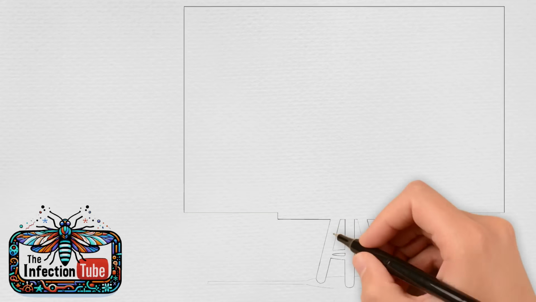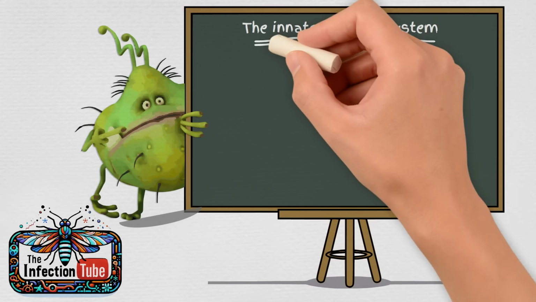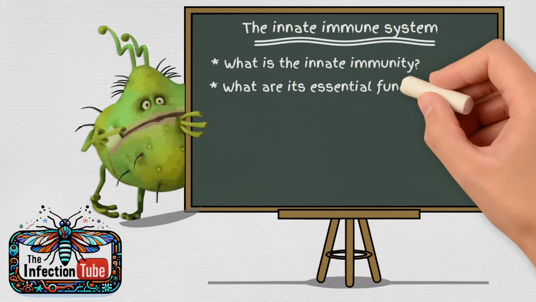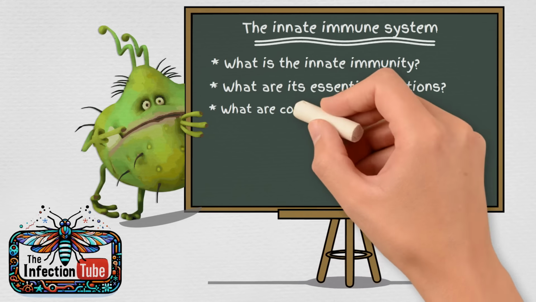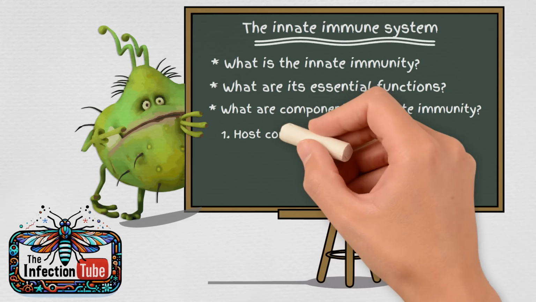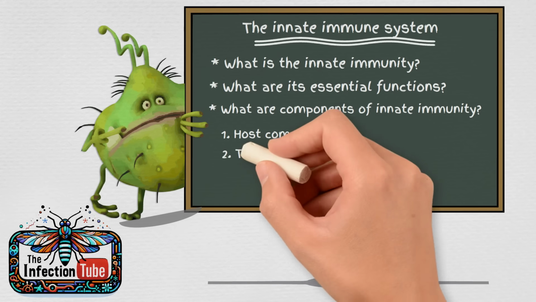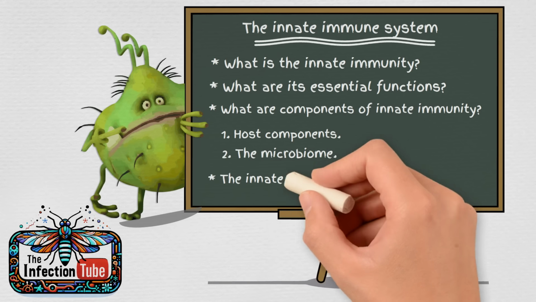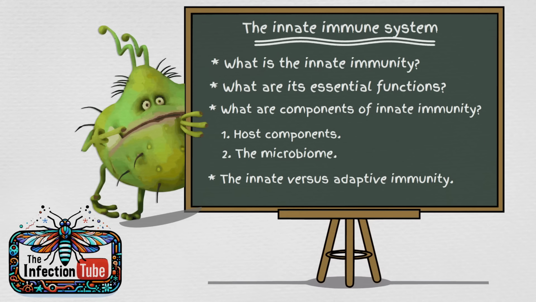Today we will dive into the innate immune system. By the end of our video, we will all know about what is meant by innate immunity. What are its essential functions? What are the components of innate immunity, which include 1. Host components. 2. The microbiome. And finally, we will speak about innate versus adaptive immunity. Let's go. Did you know?